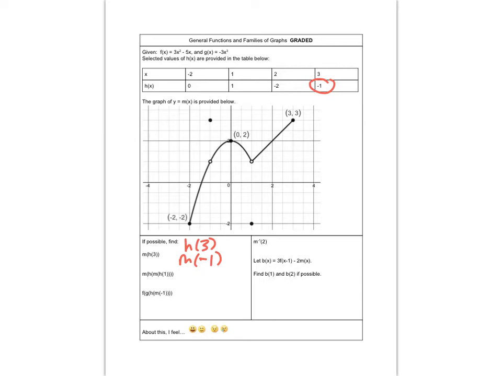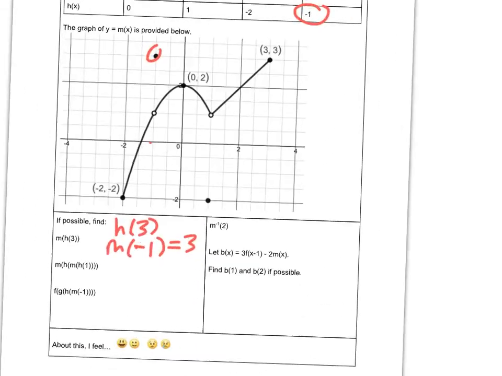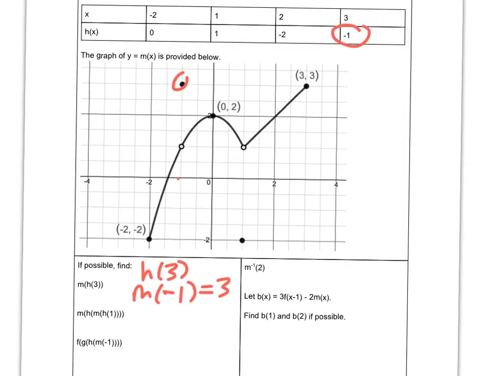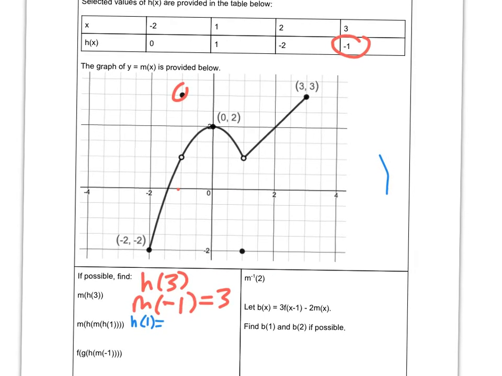So m is this graph. I'm going to go to -1, and I find that this has a height of 3. My answer is 3. I get a lovely combo thing here: m of h of 1. So we're going to start with h of 1, and h of 1, if I can actually see what's going on, is going to be 1.